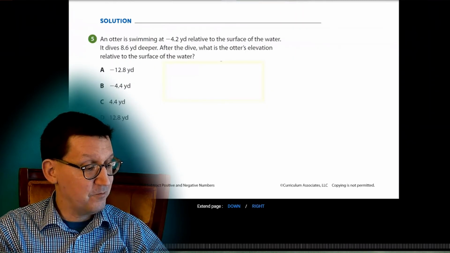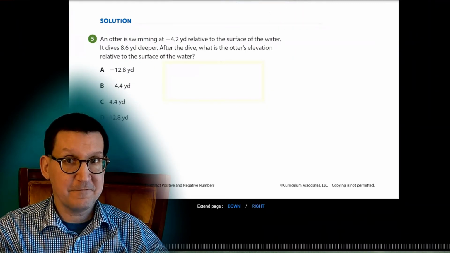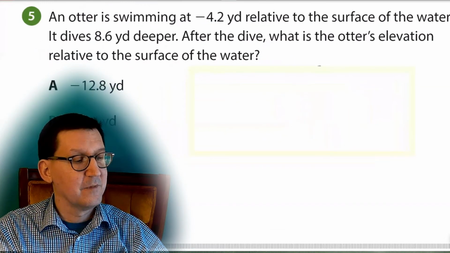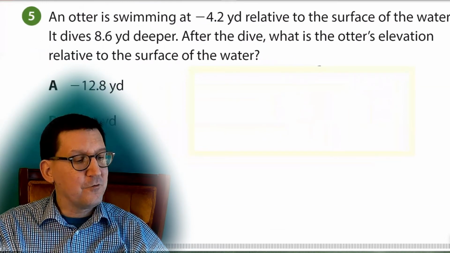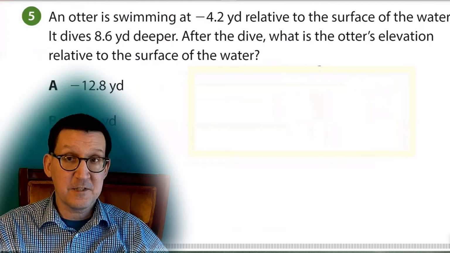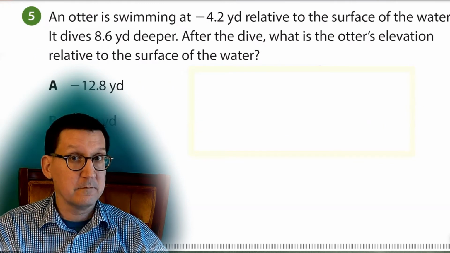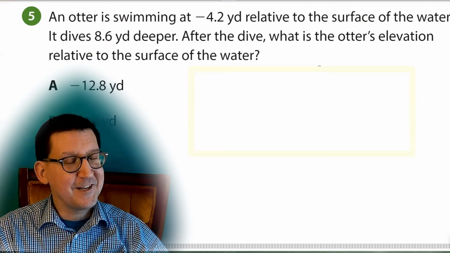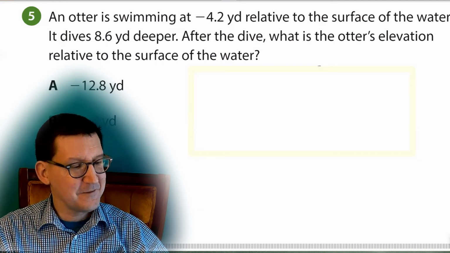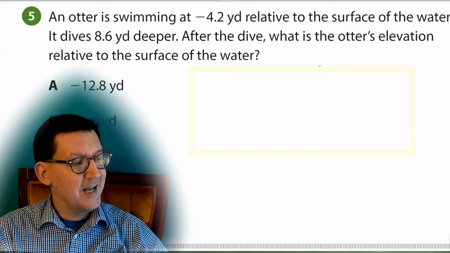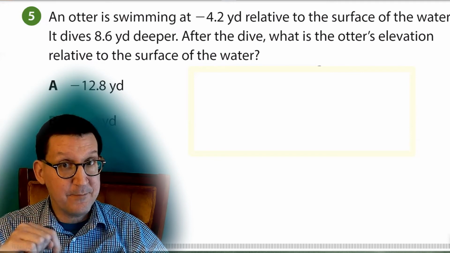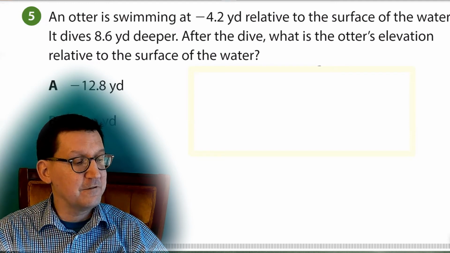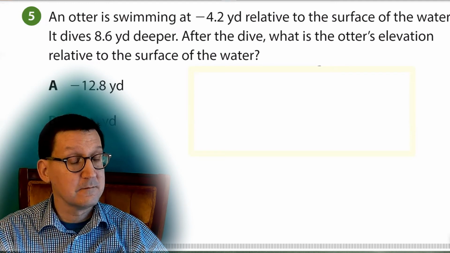All right, let's finish up with 192, question 5. Last one. An otter is swimming at negative 4.2 yards relative to the surface of the water, which means he's underwater. Otherwise he'd be flying, and otters don't fly. So he's negative 4.2 yards relative to the surface. He dives 8.6 yards deeper down. So after the dive, what's the otter's elevation relative to the surface of the water?